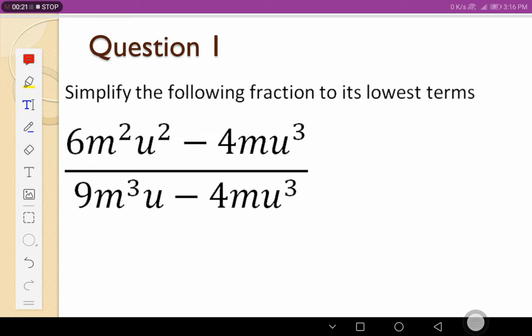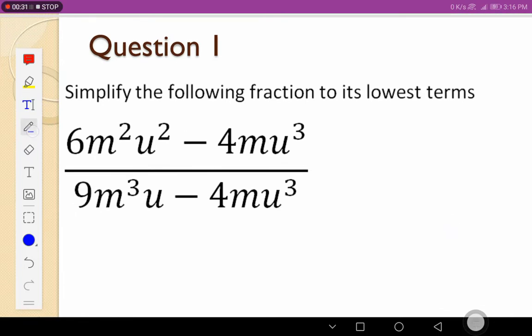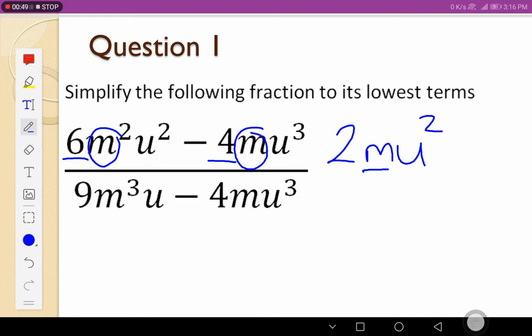So I'll start with the numerator and see what the common factors are. For my numerator, I can see I've got common factor 2, m and u squared. Okay, I've taken 2 from 6 and from 4. 2 can go into 6 and can go into 4. I also have m here and m here. That's why I have m to the power of 1 there. Then on u, I've taken u squared because this is the lowest that I have. Here it is to the power of 3. That's why I have u squared.